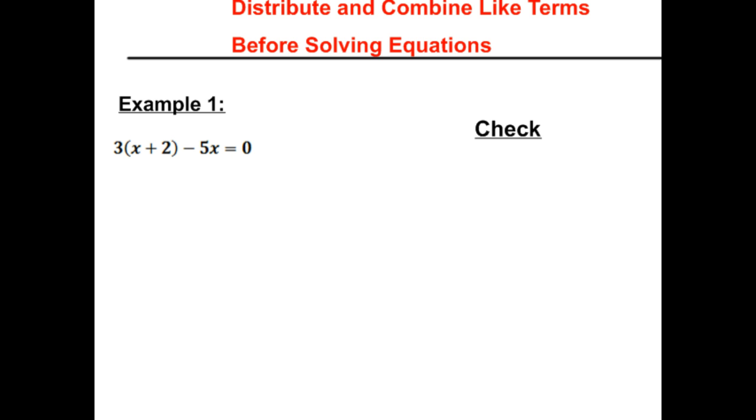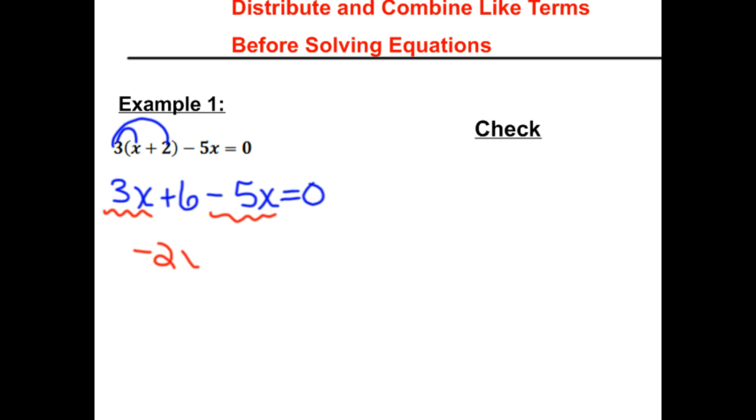Here's our first one. 3 times the quantity x plus 2 minus 5x equals 0. So we want to be thinking about our order of operations. And the first thing that we can do here is clear the parentheses. So we're going to distribute to do that. 3 times x gives us 3x, and 3 times a positive 2 will give us a plus 6, minus 5x equals 0. Now we're going to look for like terms that we can combine. 3x and a negative 5x combine to a negative 2x, plus 6 equals 0.